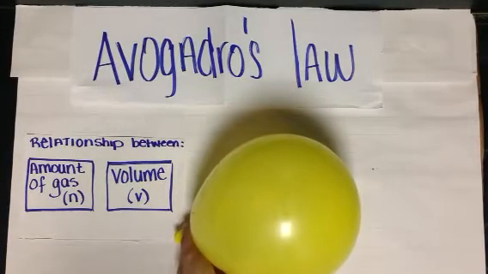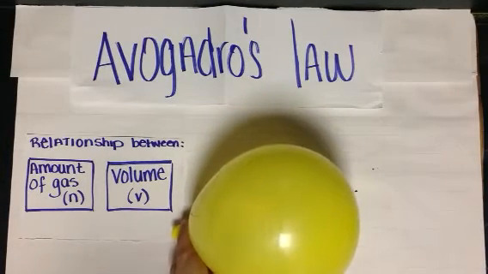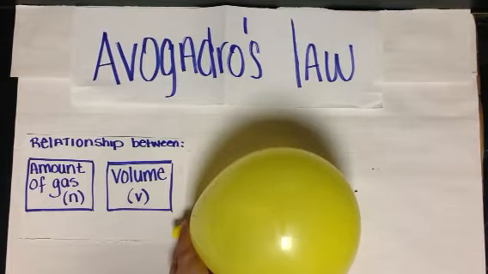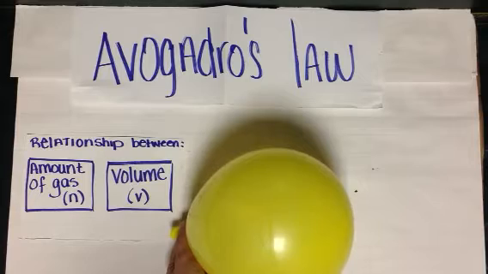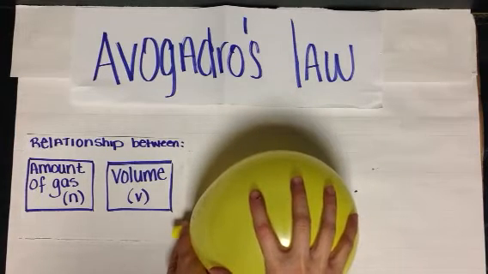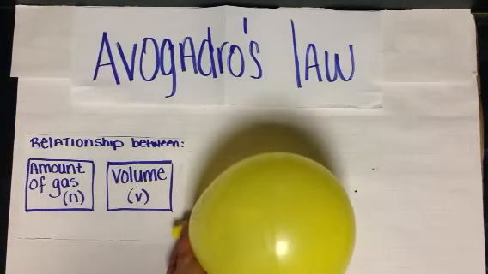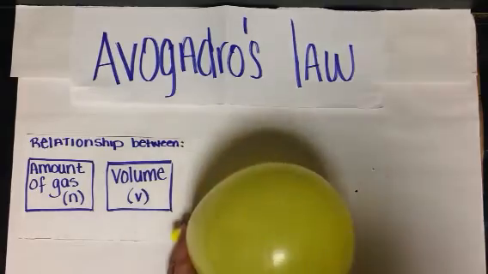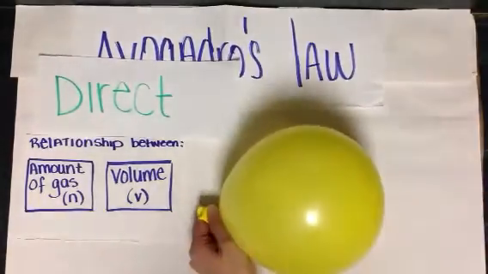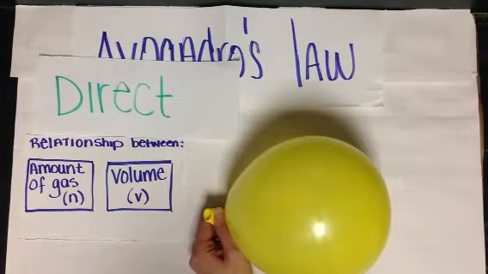Clearly, we see something happen to the volume. Hopefully, you said it increased. That's exactly what Avogadro's law is. It's very easy to understand. Increasing the amount of gas increases the volume. This is a direct relationship. As one variable increases, the other increases.